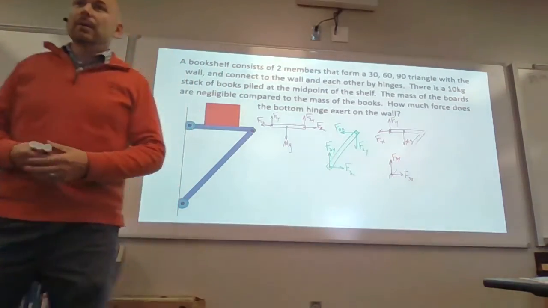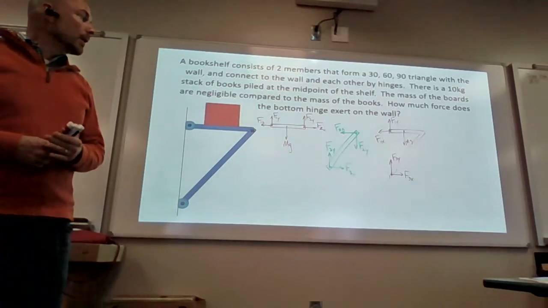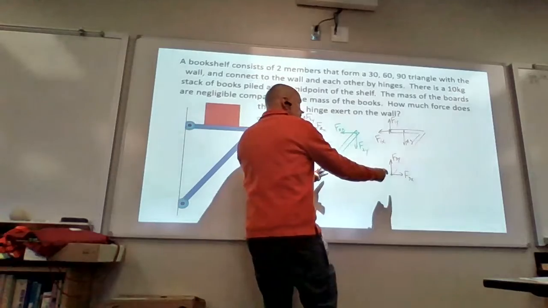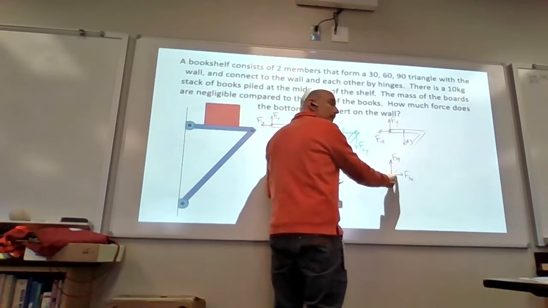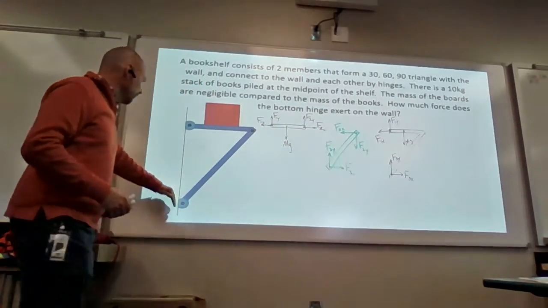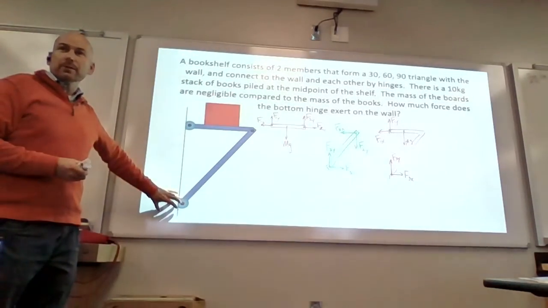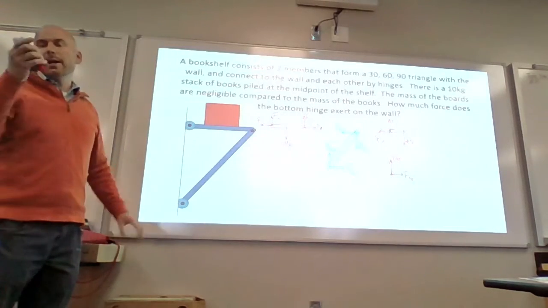Since the bottom hinge exerts a force on the wall, isn't that going to be a Newton's third law pair with F3x? Great question. These are the same, identical. I did not make a free body diagram of the wall or of the hinge itself. Sorry, ask your question again.